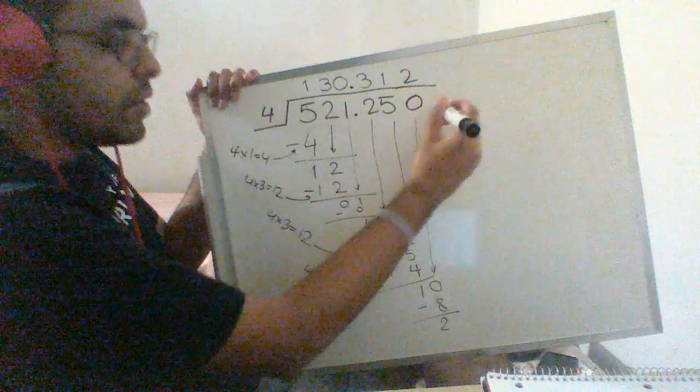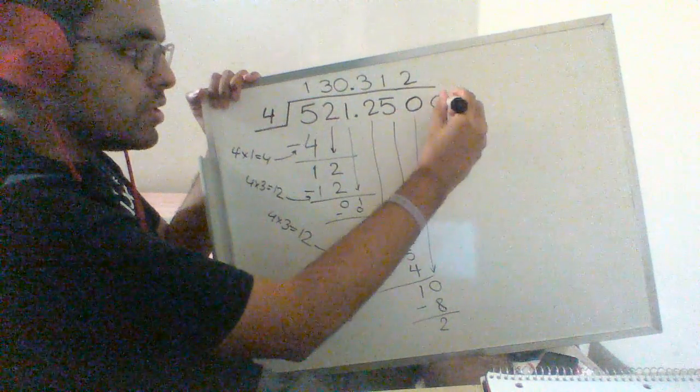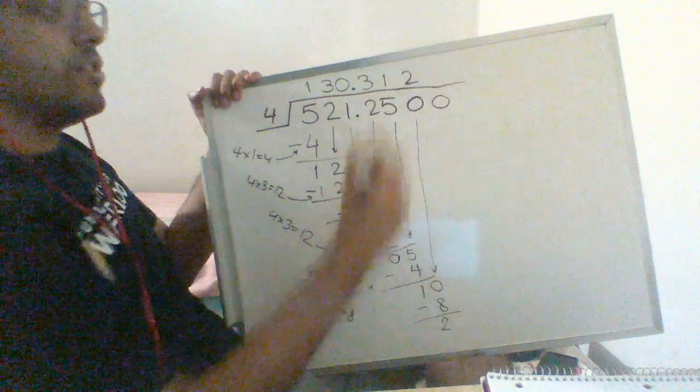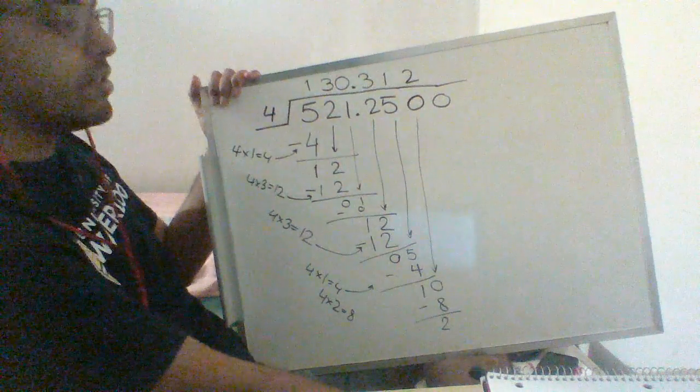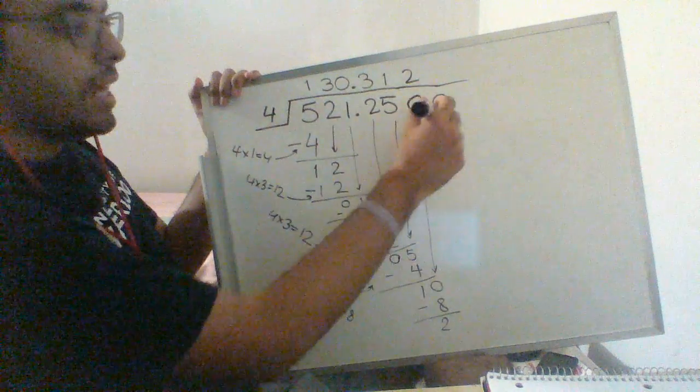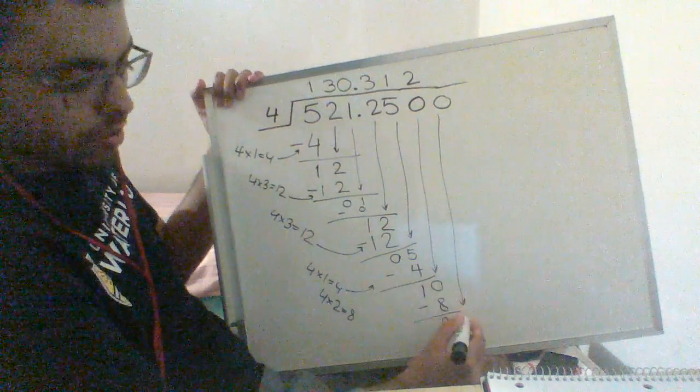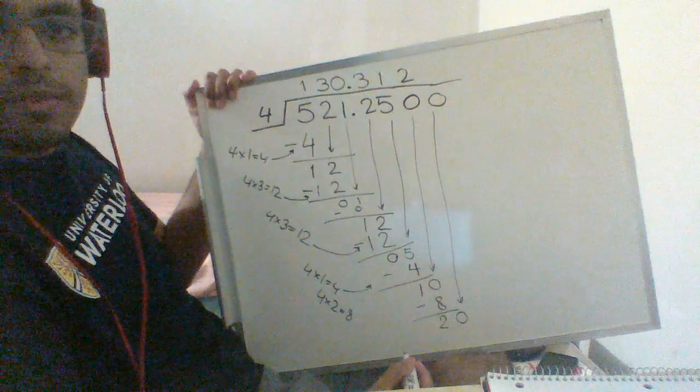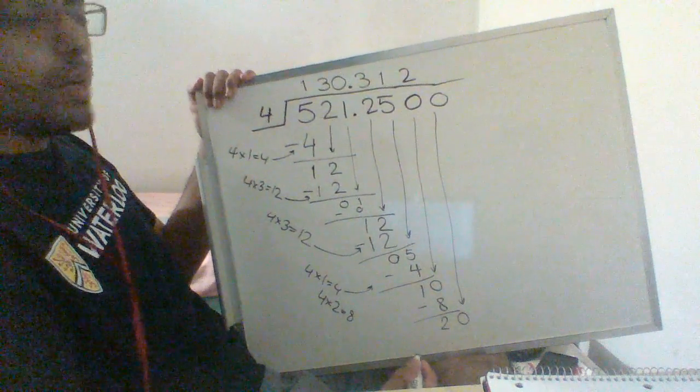521.250 into 521.2500. We just put in another 0 there. We haven't changed the value of this dividend at all. And now we can pull down that 0, which is going to slot in right there beside the 2, and that makes it a 20.